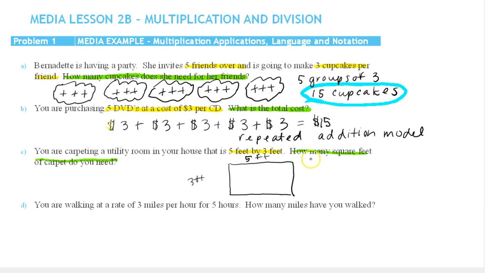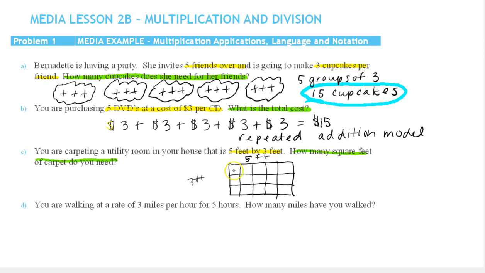Now, the square feet of carpet, that's how many square 1 foot by 1 foot squares fill this up. So what I'm going to do is, since this is 3 feet long, I'm going to cut it into 3 1-foot pieces. And this is 5 feet, so I'm going to cut this into 5 1-foot pieces on this side. 1, 2, 3, 4, 5.